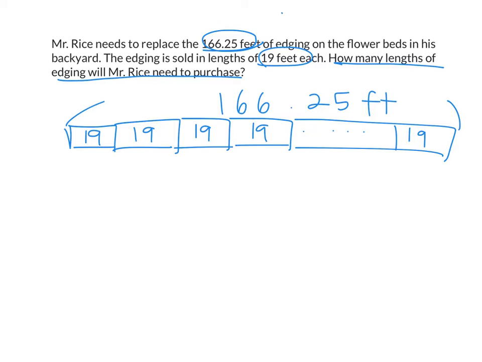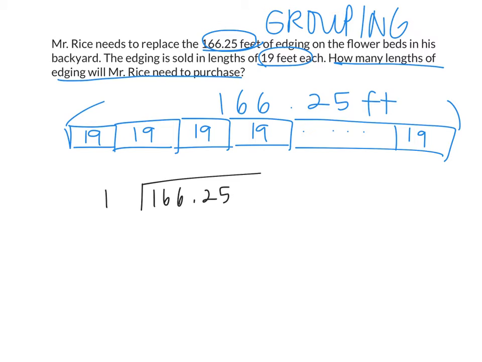So this is another example of a grouping division problem. And we can solve it by doing 166.25 divided by 19. So if I think 1 is going to be too small to start with, 16 is going to be too small to start with, so I'll start with 166. My estimate, 19 is pretty close to 20, right? And 160 is compatible, so I'm going to try 8 first.